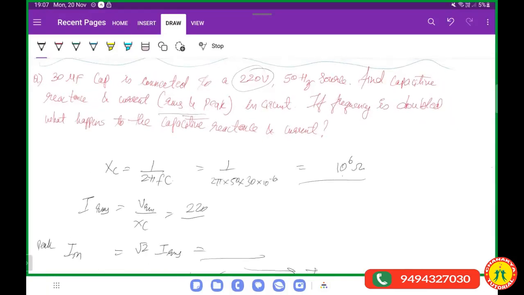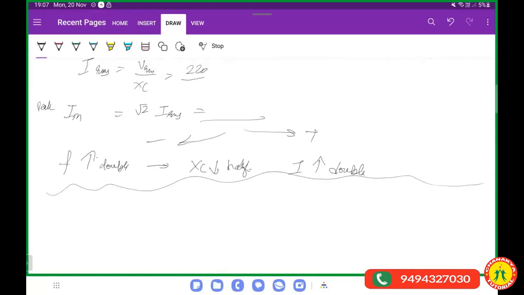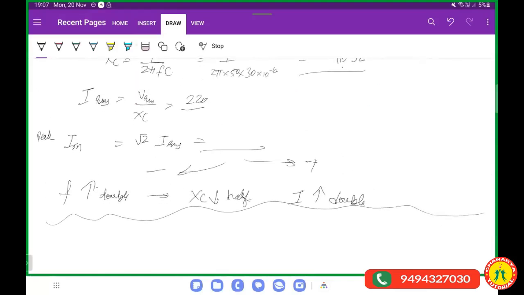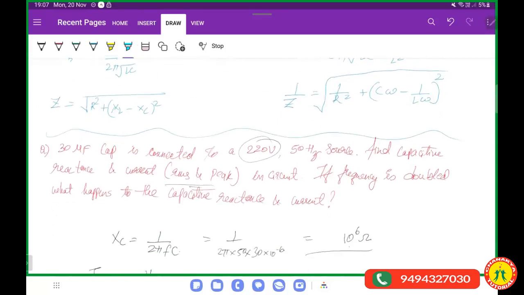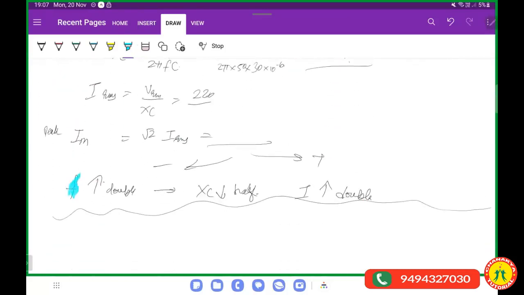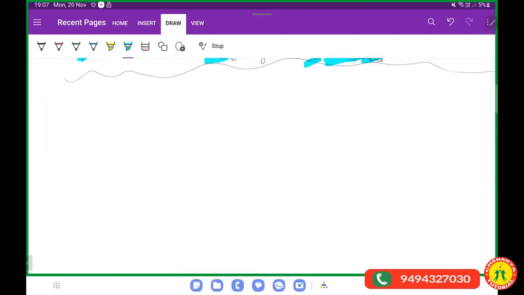So yeah, this was the last question, right? So what was the outcome for this one? What's the conclusion for this question we saw? Like frequency is inversely proportional to XC and frequency is directly proportional to XL, and frequency and I are directly proportional. All these things will help you for some thinking ideas for the next questions or solving some questions directly, right?